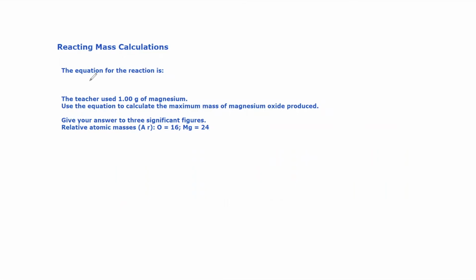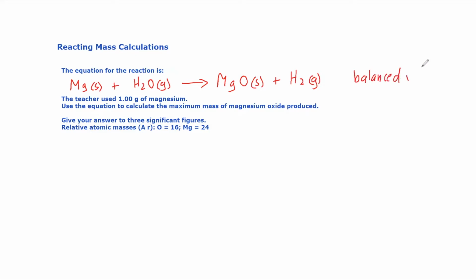So here is a question which I've taken just from an exam paper, and it's asking you to work out reacting masses. So here's the equation first of all. I'm just writing it in. And what I need to check first is if it's balanced, and it has been balanced. If it hasn't, they would normally ask you to do that first.